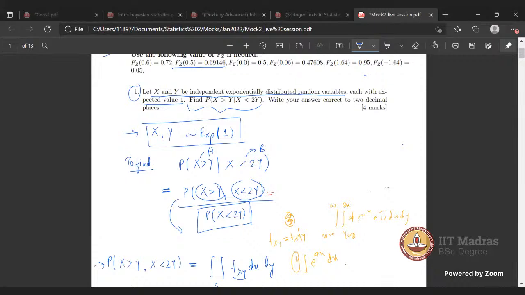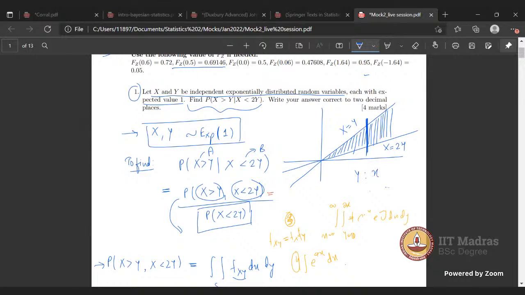So I had x equals y and I had x equals 2y, and I had this region. Now these two curves I have, and I have this region. If I want to integrate first with respect to y, then y is varying from x by 2 to x, right? Y is varying from x by 2 to x, correct? And x is varying from 0 to infinity.